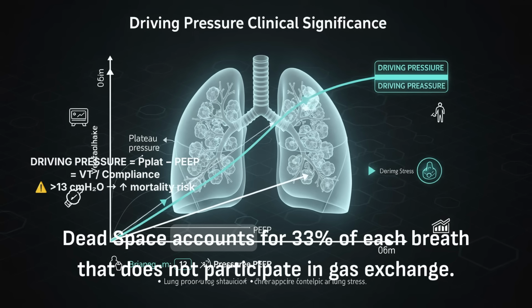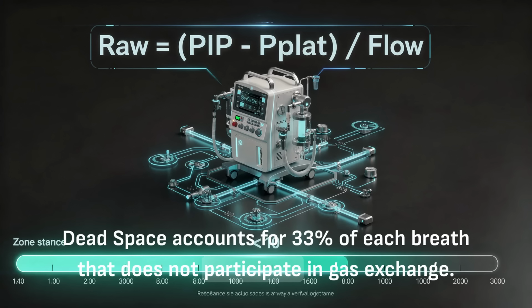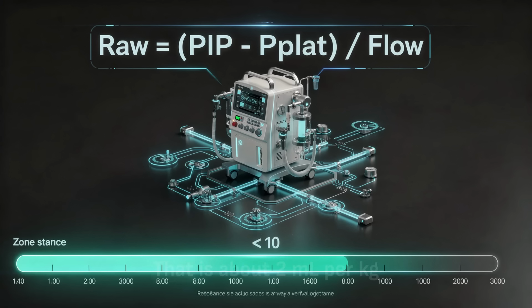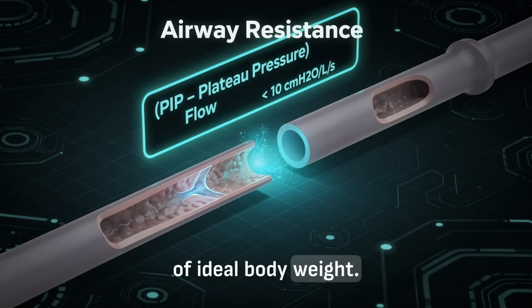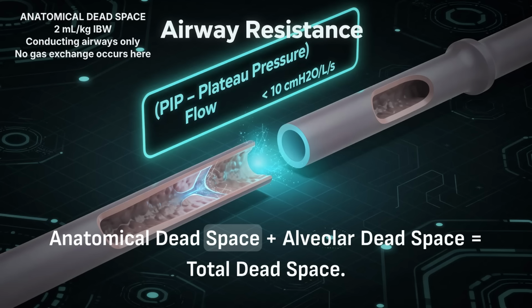Dead space accounts for 33% of each breath that does not participate in gas exchange. That is about 2 milliliters per kilogram of ideal body weight. Anatomical dead space plus alveolar dead space equals total dead space.